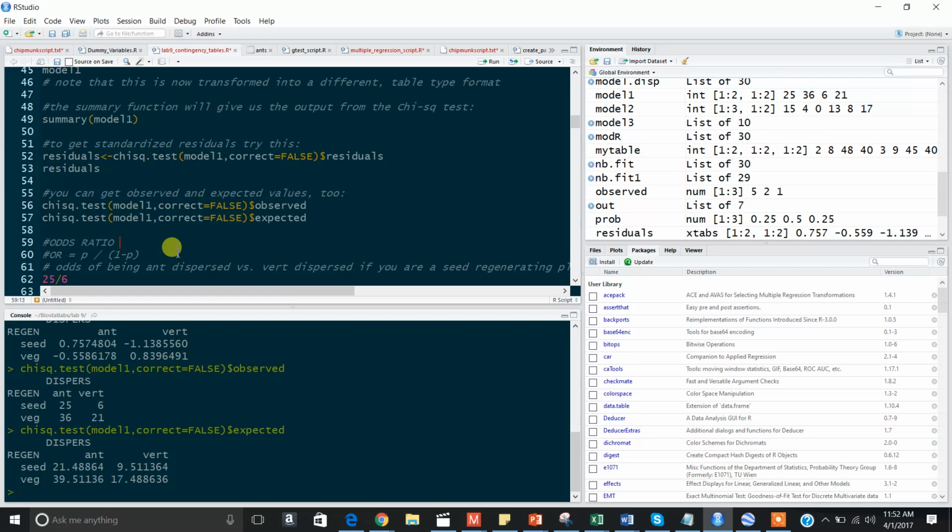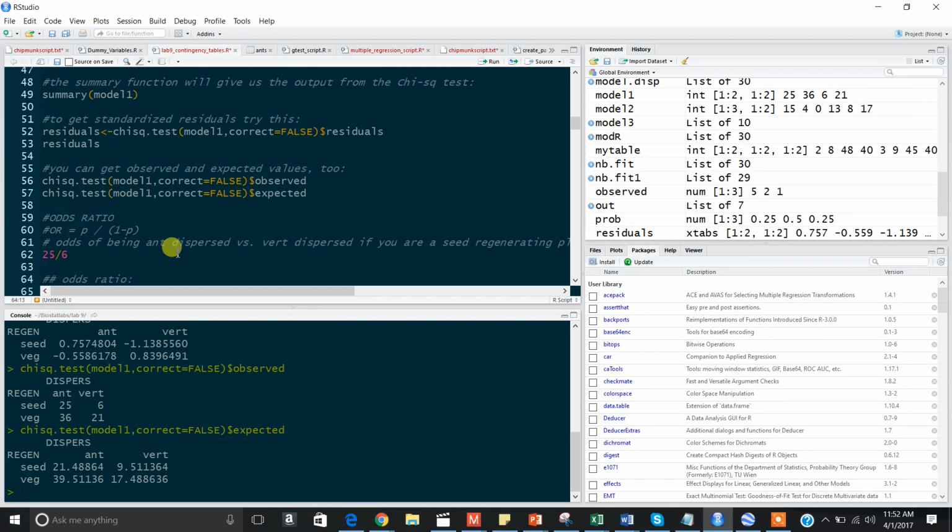For us, it's pretty easy. Now, sorry, before I go on to that, the odds ratio, the purpose of it is to allow us to evaluate the magnitude of an association between two variables. So for us, like I said, it's pretty easy. So, for example, the odds of being ant dispersed versus vertebrate dispersed if you're a seed regenerating plant.